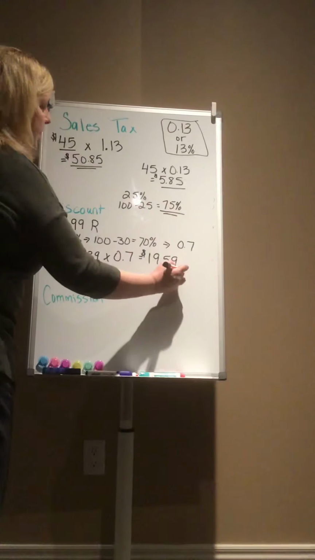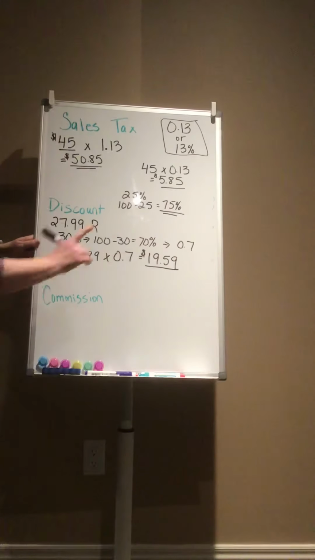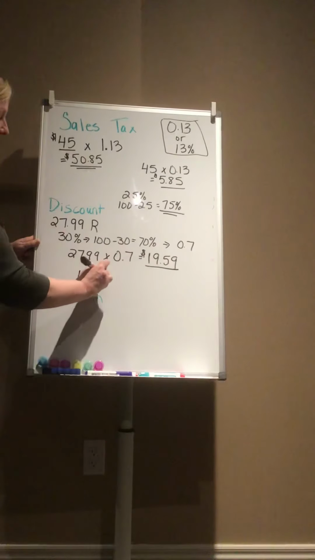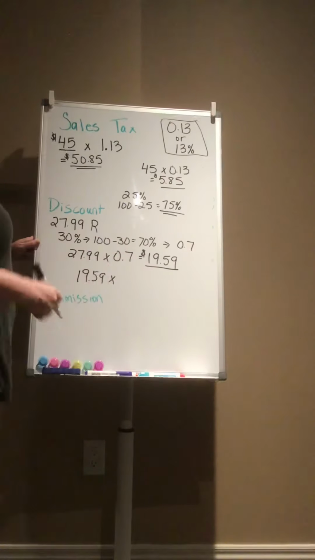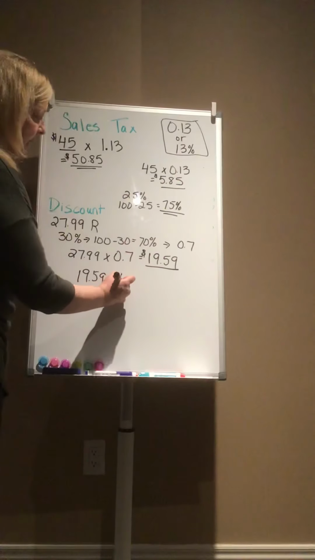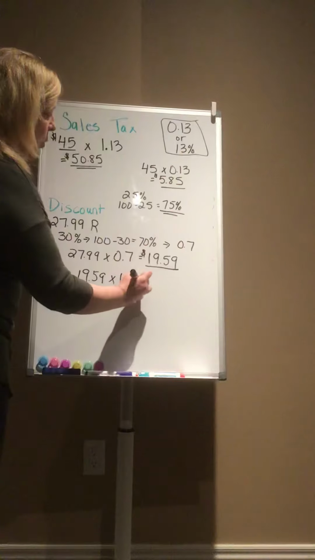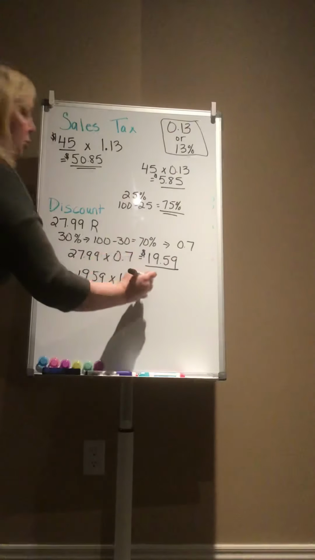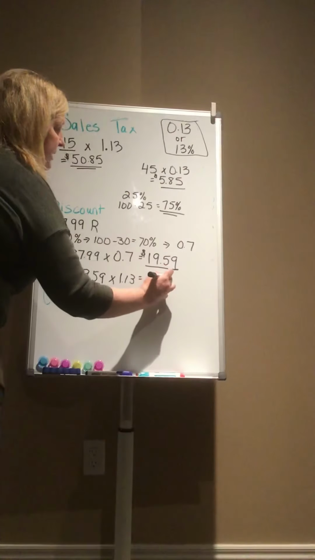So what now if I want to know the price including the discount? Sorry, my brain's got all these words mixed up today. So I take my new price of $19.59, and I want to know how much I have to hand over to the cashier because I know I have to pay tax. Again, I'm going to multiply by 1.13, and I get $20.72.